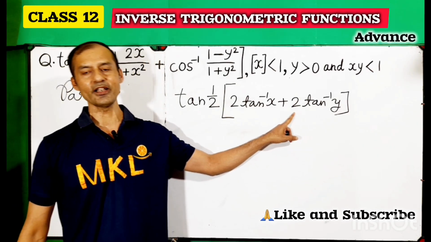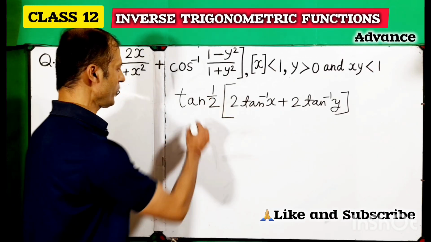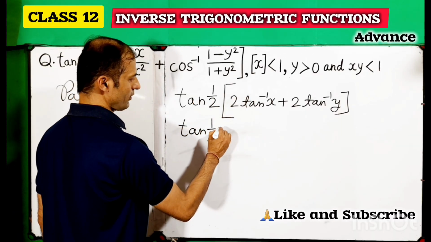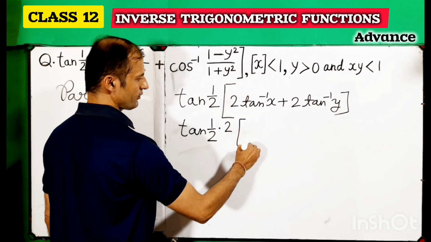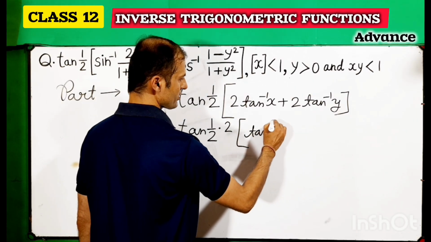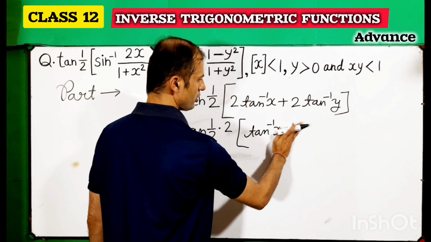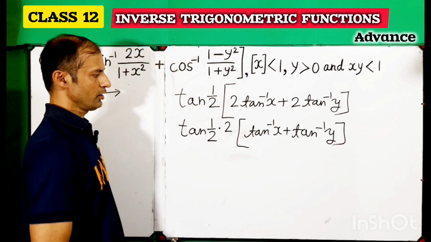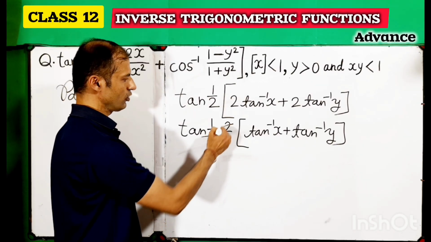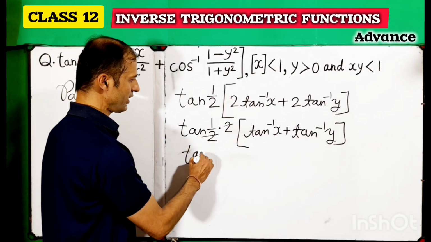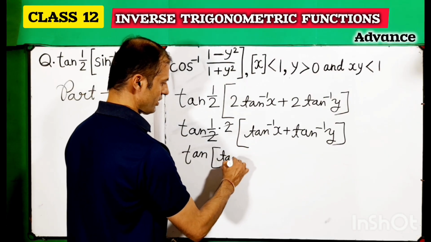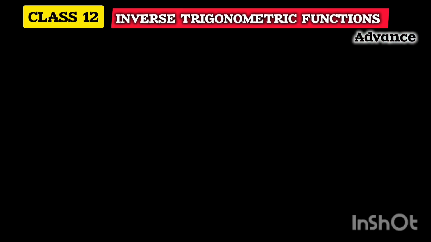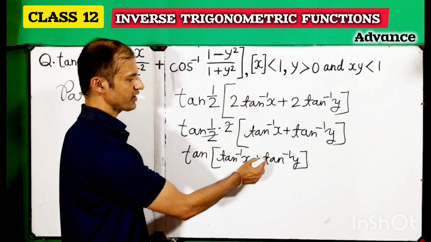So 2 will be taken common, students. So in this second step, tan of 1 upon 2 multiplied by 2, and then tan inverse x plus tan inverse y. Now 2 and 2 will be cancelled, as we know. So what we'll find? It will become tan of tan inverse x plus tan inverse y.